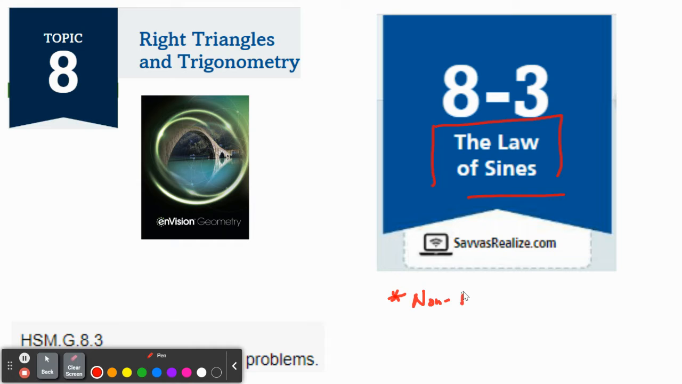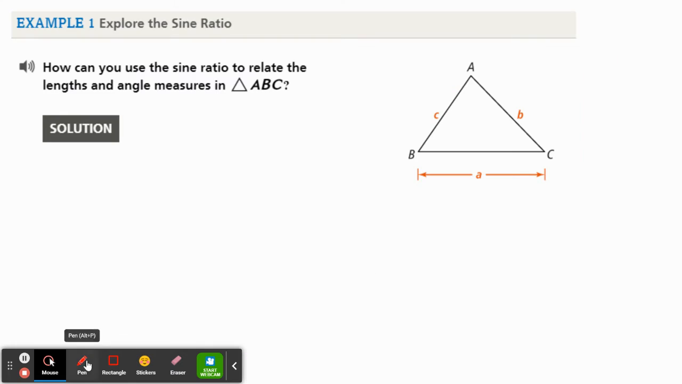Non-right triangle. So in these problems, you will not have a right triangle. However, we still want to find angles and side lengths of these triangles, so we have this law of sines that we can use. The next lesson is called the law of cosines, because based on certain situations you're given, you have to use one or the other. Okay? All right, so let's take a look at what the law of sines even is.